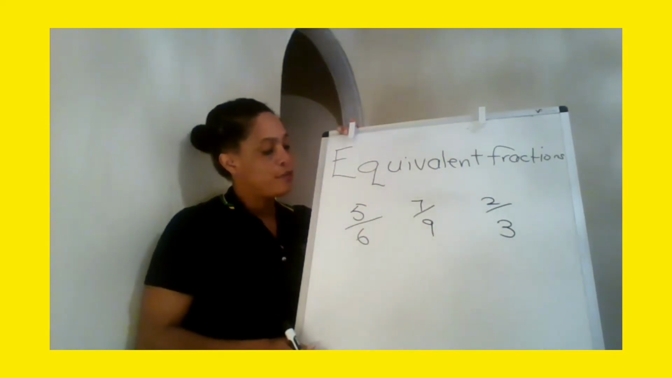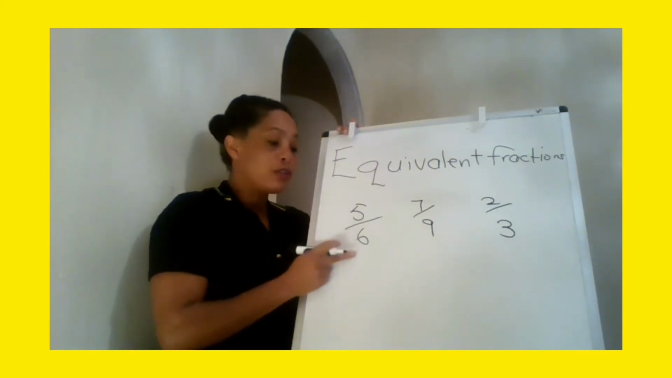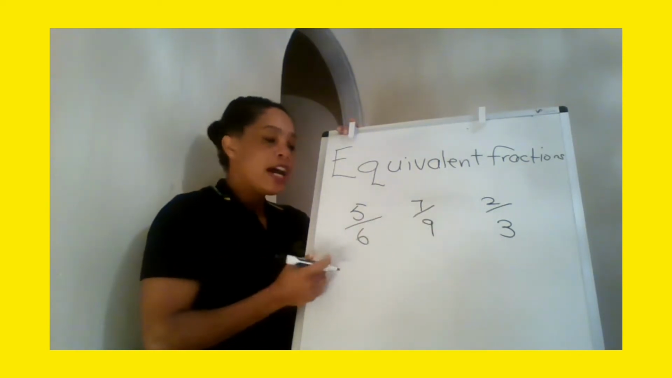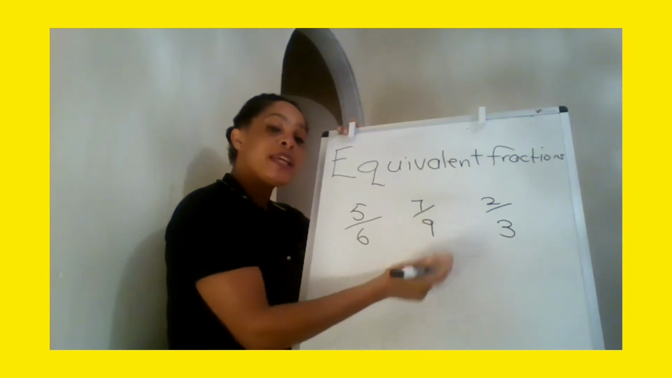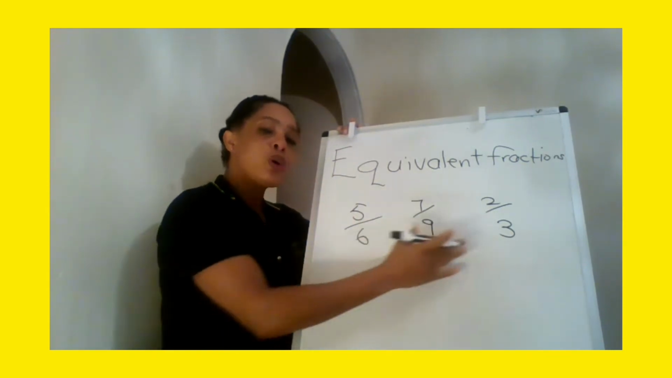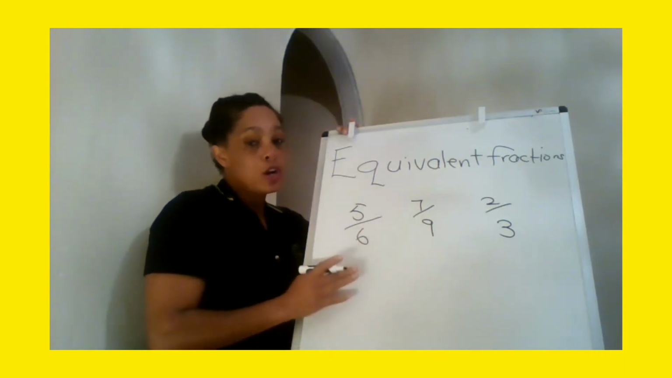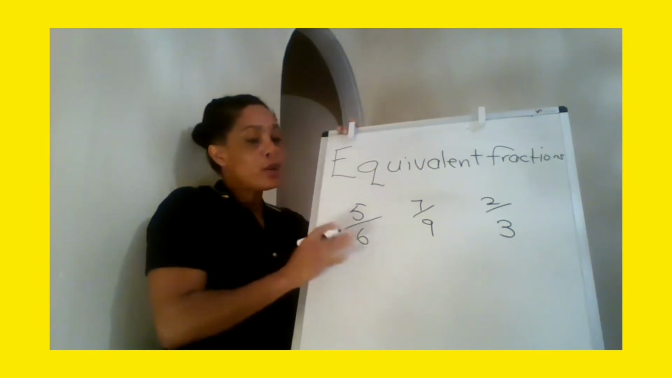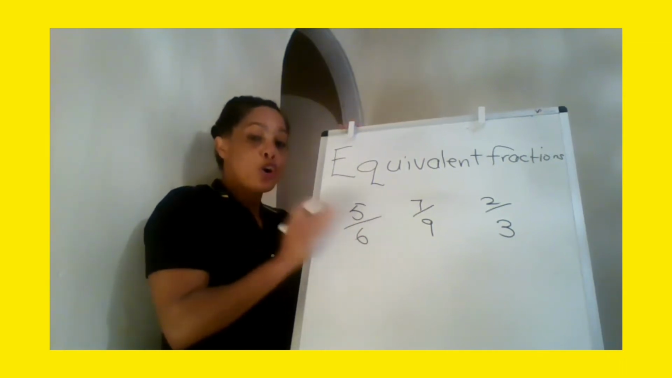Here I have 3 fractions: 5 out of 6, 7 out of 9, 2 out of 3. And I'm asked to order these in order of size, smallest to largest. So I want to order this smallest to largest. Now I want you to stop this video, have a look at it, and see if you can do it on your own.